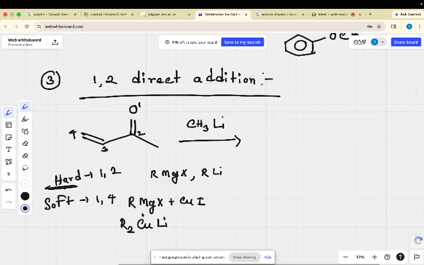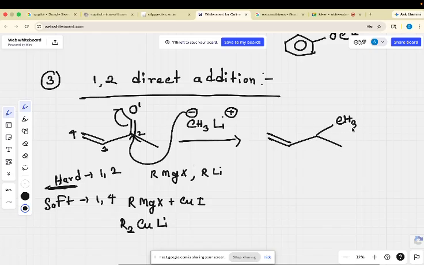Okay, so if you have lithium containing or magnesium containing reagents, these are known as hard reagents. Because lithium is positively charged and this is negatively charged, they are very reactive, that's why. So what will happen now? CH3 minus will directly attack on the carbonyl carbon. It will do 1,2 attack. So what will I get? CH3, and initially you will get O minus, and after acidification you will get OH. Clear?